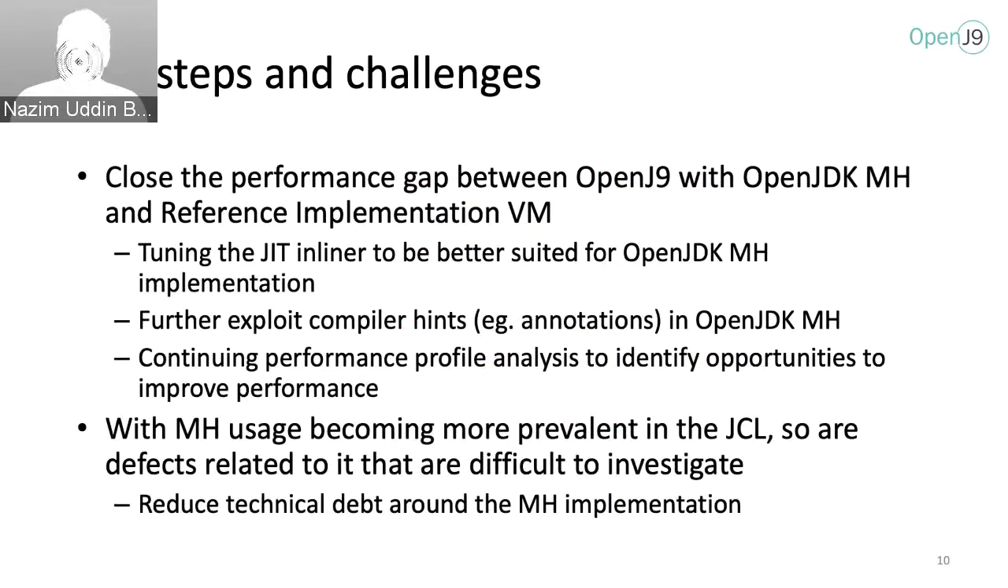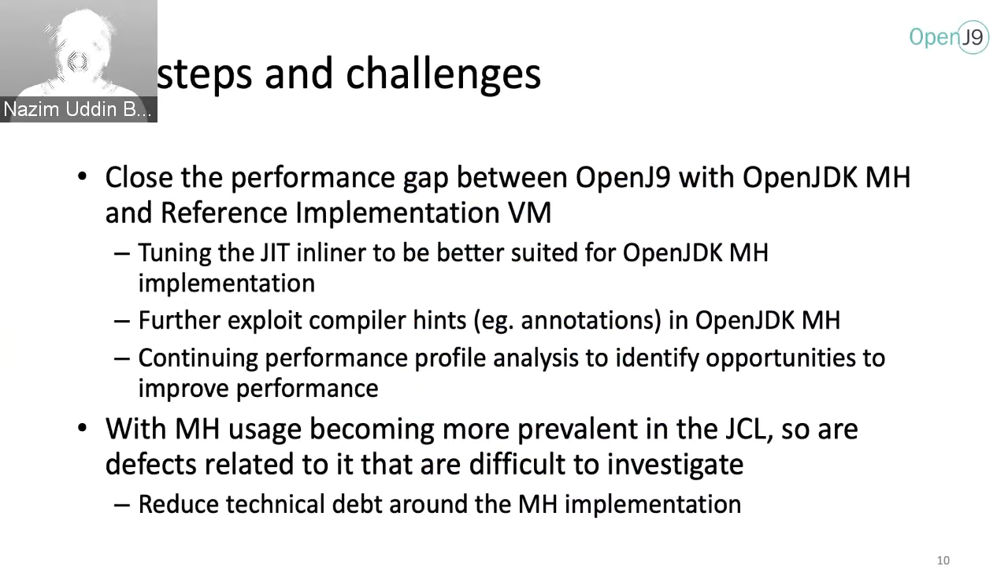So going forward, our goal is to close the performance gap between OpenJ9 with OpenJDK method handle and the reference implementation VM. So some of the work includes tuning the JIT inliner to be better suited for the new method handle implementation, because currently a lot of the previous implementation is really dominating the decisions that are being made during inlining for the OpenJDK method handle implementation, which is not always ideal.